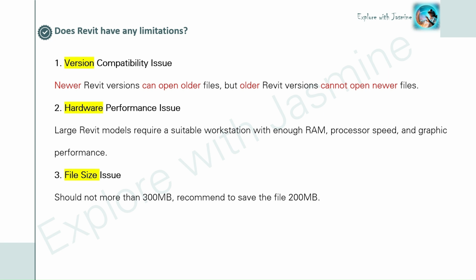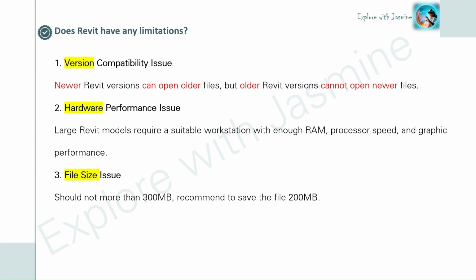Third is the file size issue. When the Revit model becomes too large, it can affect opening, saving, synchronizing, and overall performance. Therefore, we should regularly clean up the model, remove unnecessary elements, and manage the file properly.